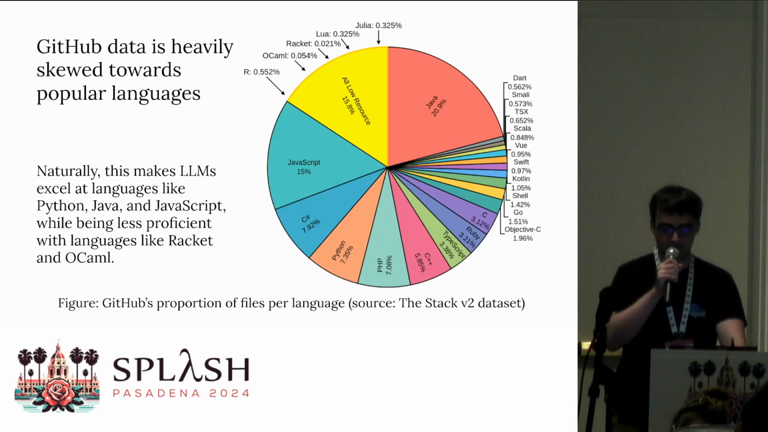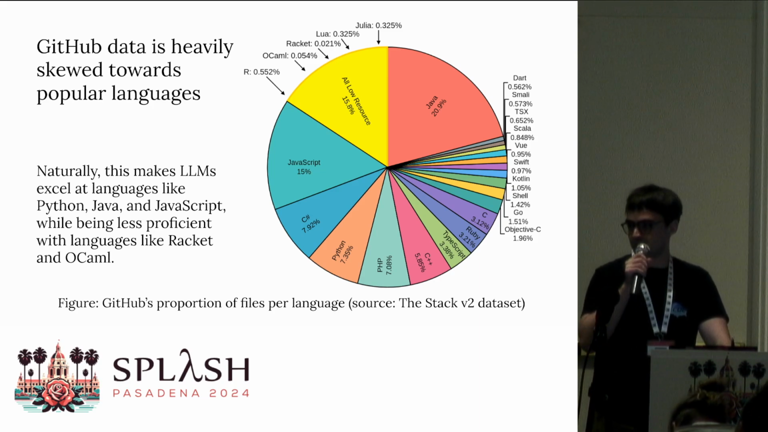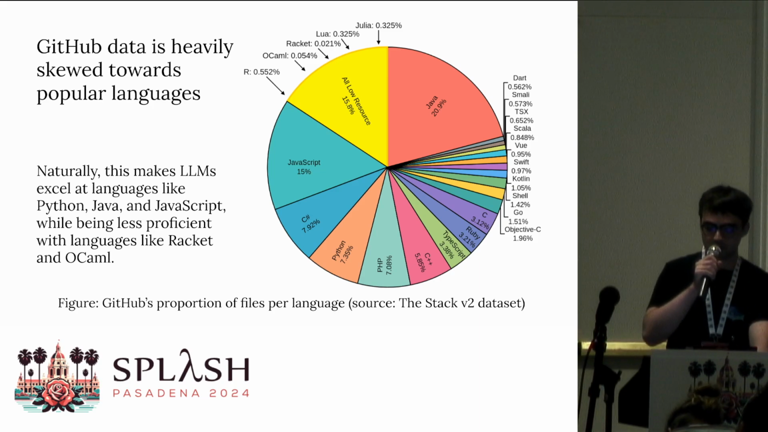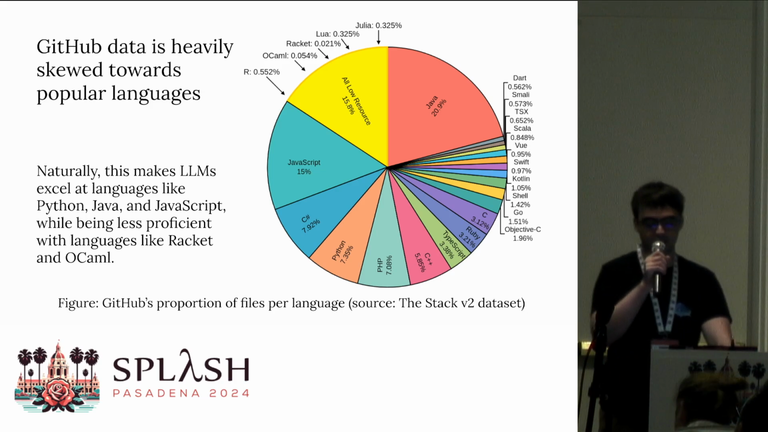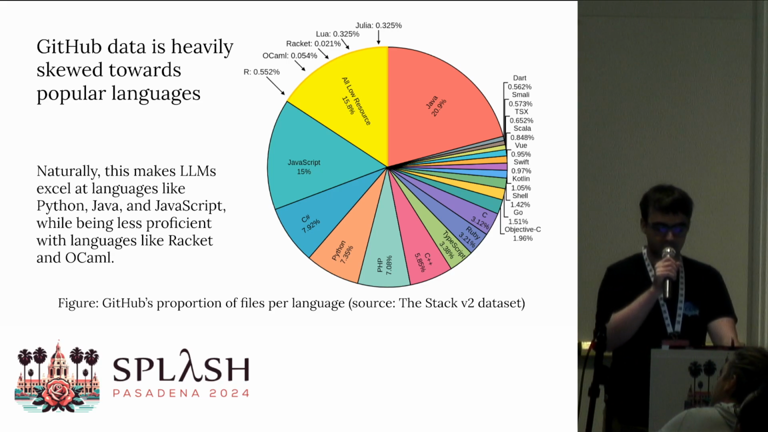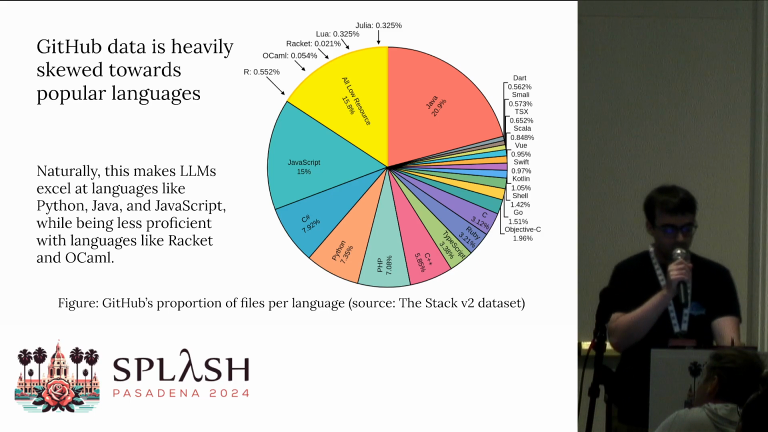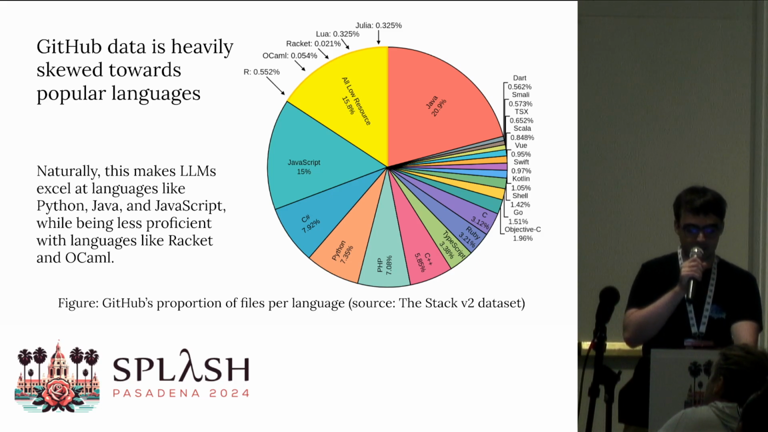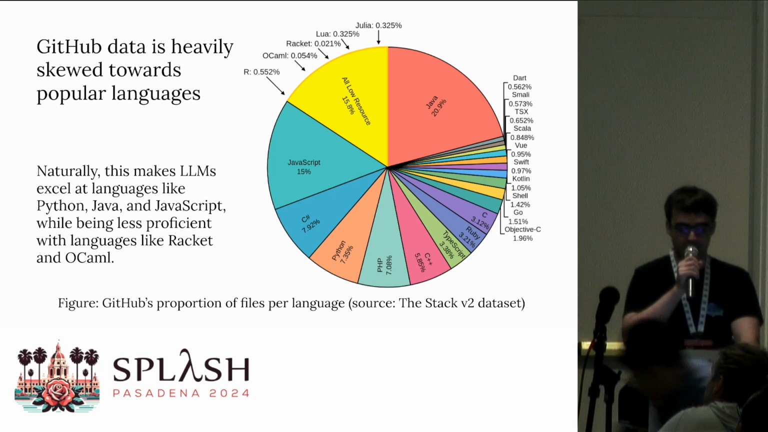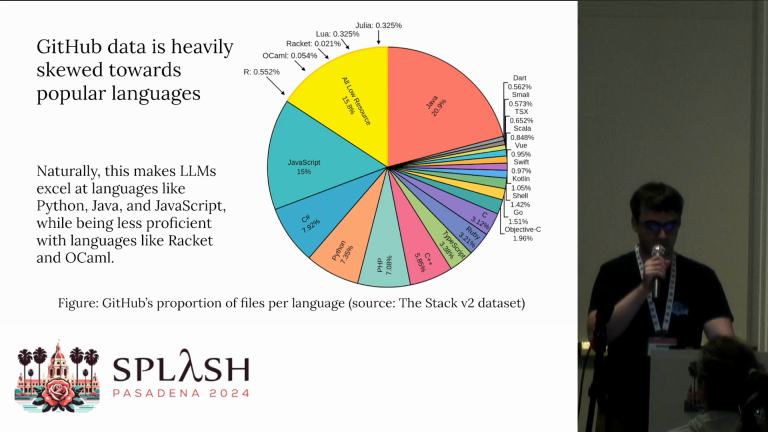The big issue with this is, as we know, GitHub data is heavily skewed towards popular languages. So the languages we care about, like R, OCaml, Racket, Lua, and Julia, are an extremely small proportion of this distribution. It doesn't even fit in the chart, right? So naturally, this makes LLMs excel at languages like Python, Java, and JavaScript, while being much worse on languages like Racket and OCaml.